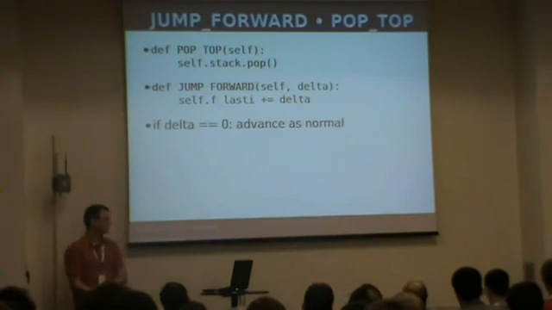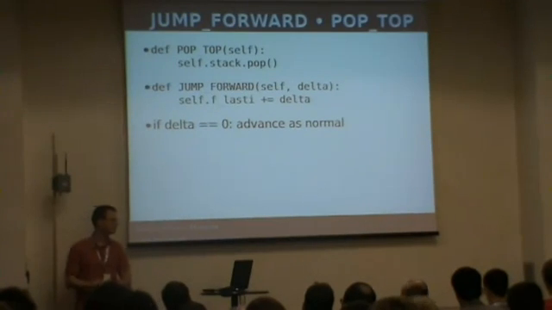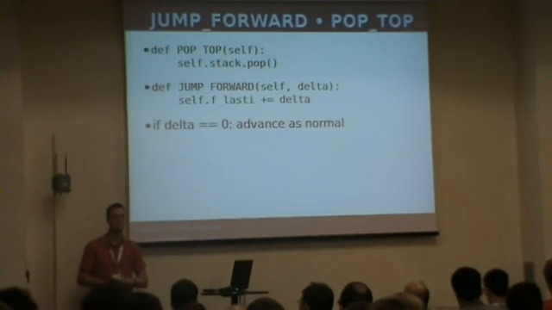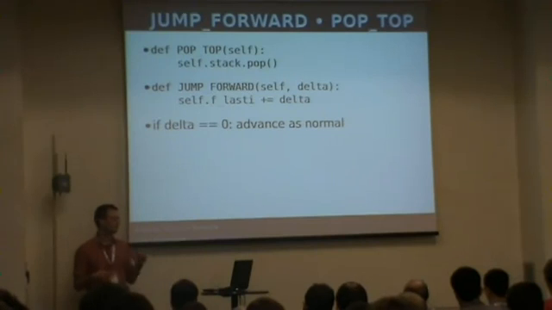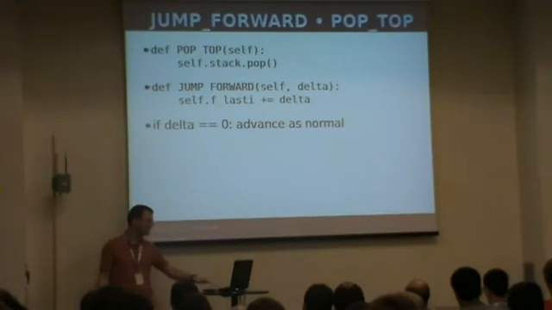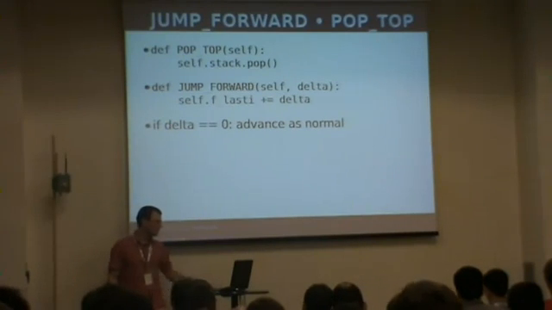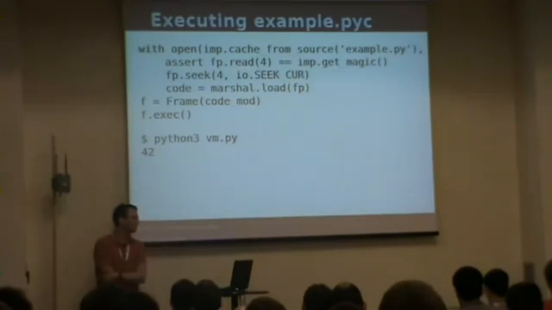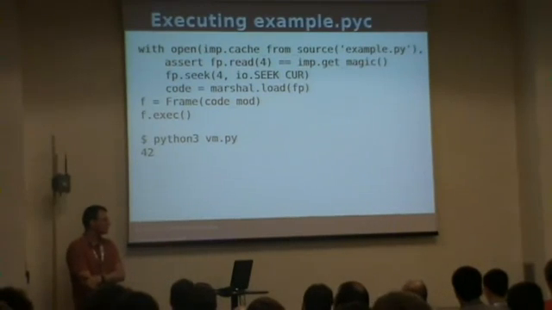Jump forward is very straightforward: just update the instruction pointer. Pop stack is just discarding the argument, really. So if you don't care about the return value of a function, like we don't care about the return value of print, that's why we got pop top in there.